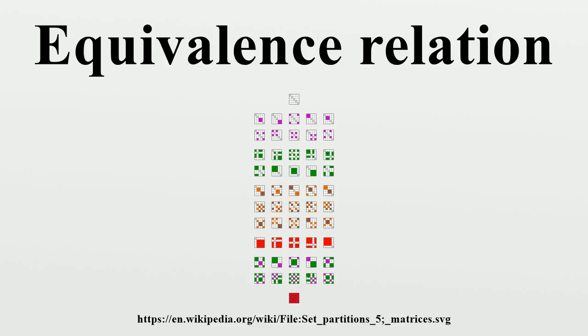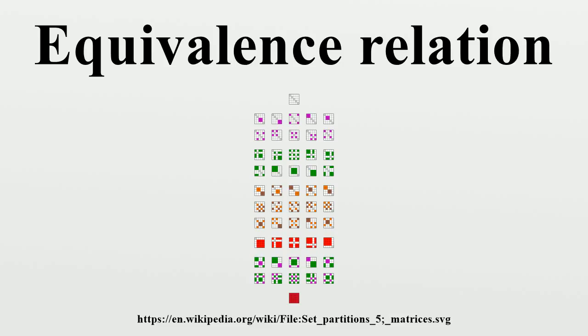Fundamental theorem of equivalence relations. A key result links equivalence relations and partitions. An equivalence relation tilde on a set X partitions X. Conversely, corresponding to any partition of X, there exists an equivalence relation tilde on X. In both cases, the cells of the partition of X are the equivalence classes of X by tilde.